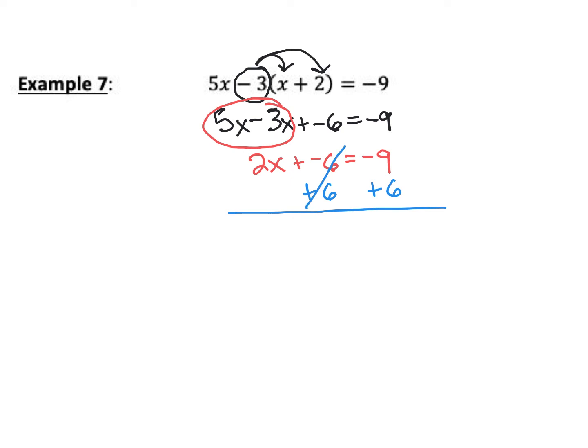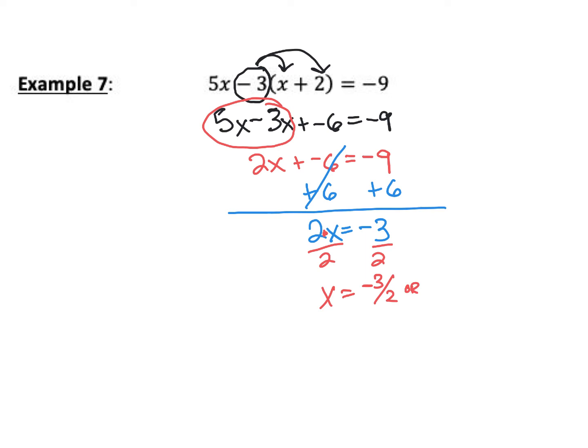So then negative 6, positive 6, make it 0. We still have 2x. Then we have negative 9 plus 6, which is negative 3. And then 2 and x are multiplying, so we are going to divide. So then our x is going to equal negative 3 over 2.